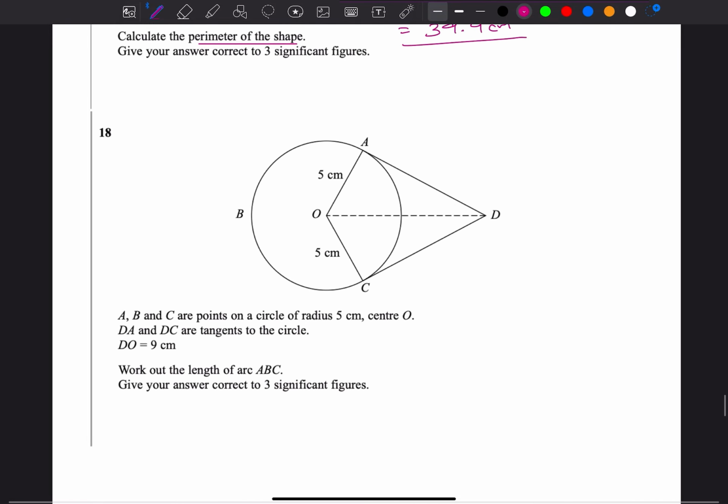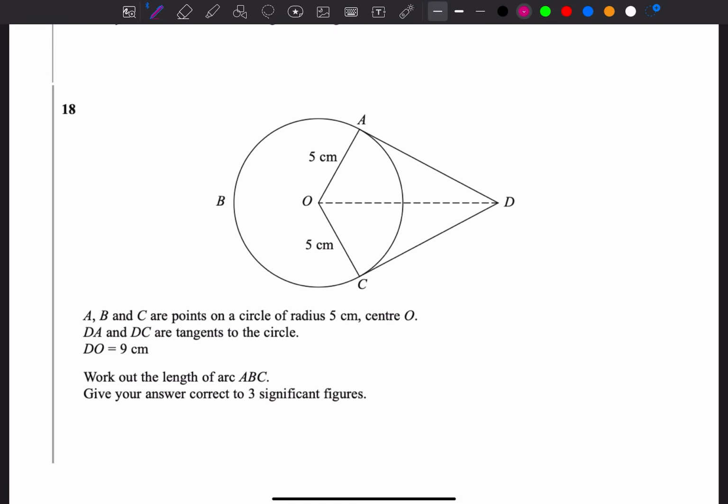Next one, the length of arc ABC. If you want the length of arc, you need this angle in order to do the arc ABC here. You know that's 90 degrees, that's 90 degrees, and DO is 5, D2O is 9. Because it's a triangle, I can work out A to D, but I don't need A to D, to be honest. I was going to do Pythagoras, 9 squared take away 5 squared, but there's no point.